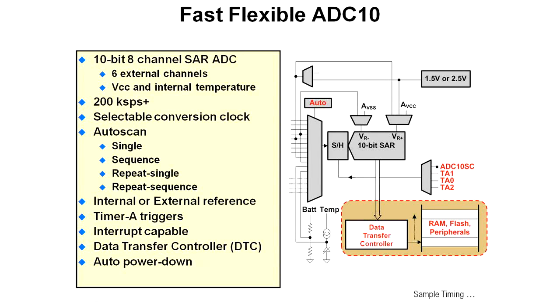You can trigger the ADC off of the Timer A. The ADC is also interrupt capable. When it completes its measurement or completes its series of measurements, it will send an interrupt to the processor. The ADC also has the data transfer controller, which is like a DMA but very simple. And the ADC will also automatically power down after a certain period of time not being used.